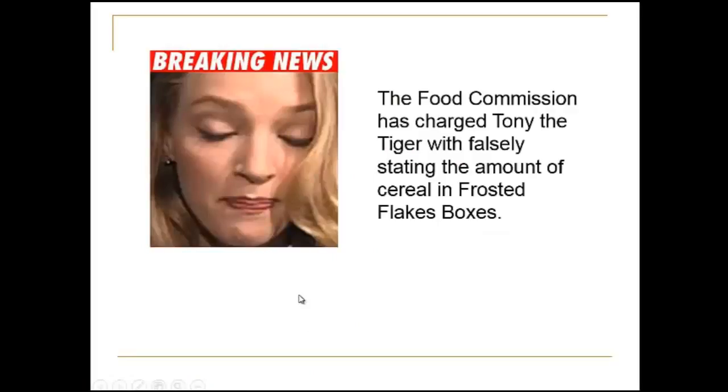So here's basically what's going to happen. Hypothesis testing is often compared to a jury trial, and so you're going to have to suspend your belief right now and assume that the Food Commission can charge Tony the Tiger with falsely stating the amount of cereal in Frosted Flakes boxes, and that he could go to a criminal trial by a jury for this. So here's the breaking news.